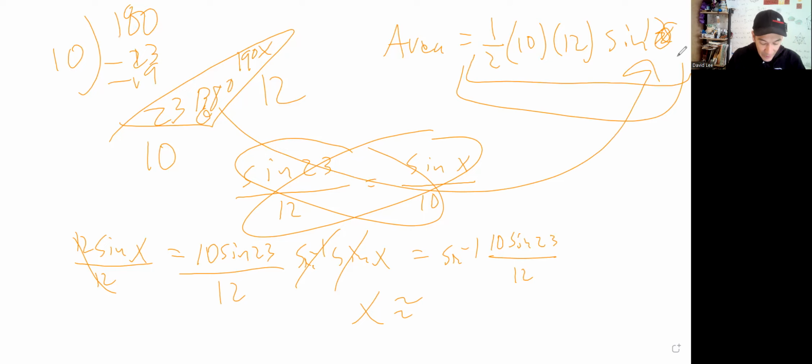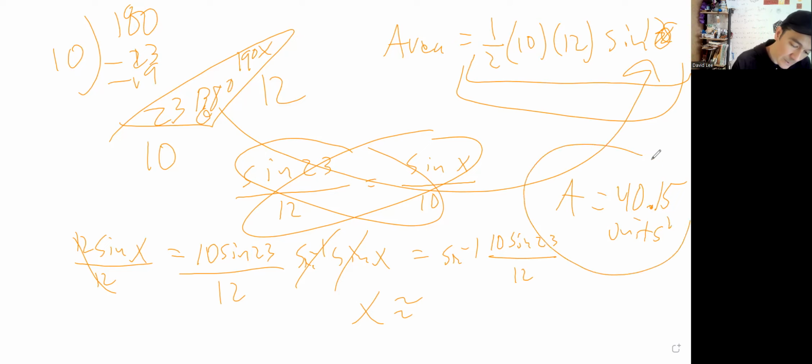So let's see. 0.5 times 10 times 12 times the sine of 138. So the area is about 40.15 square units. We say square units, not units squared. It's more proper to say square units.